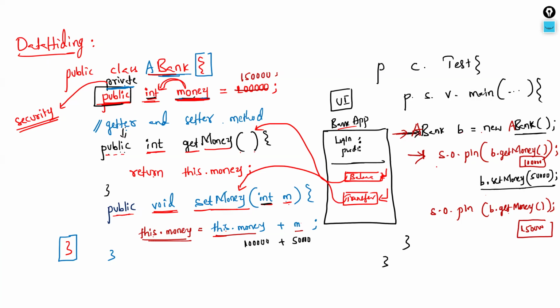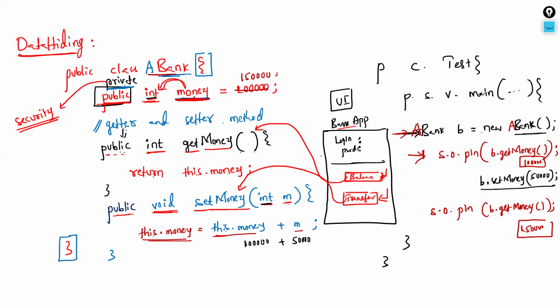As a programmer, sorry, as an end user, nothing will be in our control, but depending on what we do, the appropriate get method or set method will be executed. In that, the programmers will write the logic. Understood? So this is nothing but the data hiding concept. How to hide the data? Make the variable private. Then how to provide access? With the help of getters and setters.